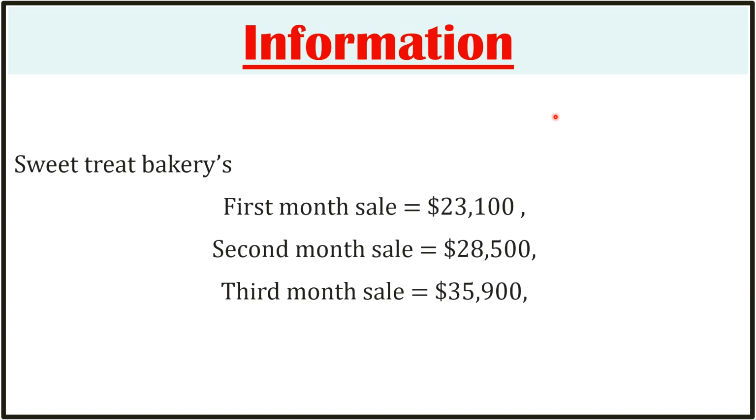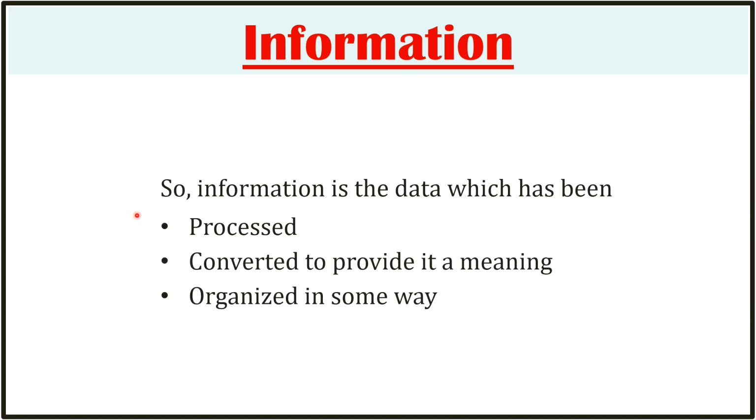Now, does it make any sense? Yes. If it is the sales of some product which increased month by month, as you can see here, this is information. So information informs you of something you did not already know, or it is presented in a way that has meaning and is useful. So information is the data which has been processed, converted to provide a meaning, and organized in some way.